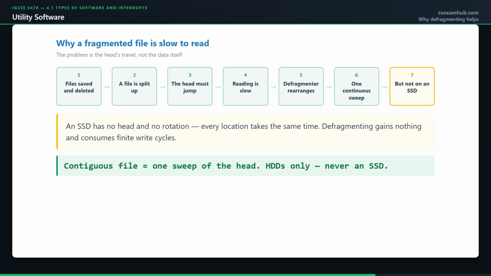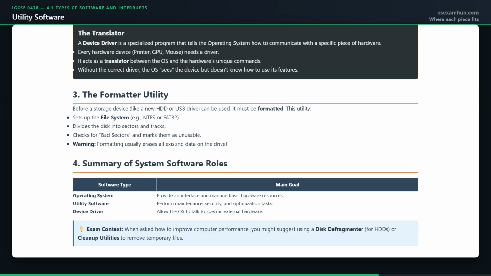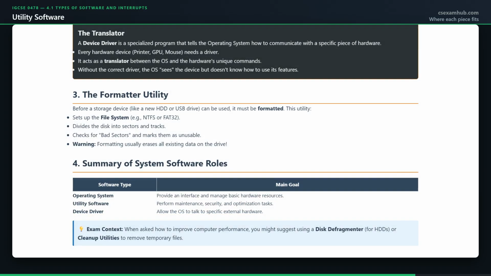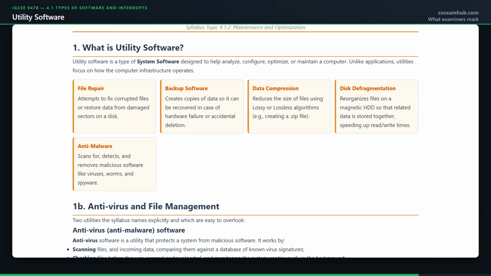So the three kinds of system software divide cleanly by goal. The operating system provides the platform, managing hardware and giving the user an interface. Utility programs maintain and optimize that system: antivirus, file management, formatting, defragmentation, backup, compression. And translators convert code from one form to another, which is the next lesson. Notice they are not competing, they are layered. Utilities run on top of the operating system and use its services, and the OS itself is what the user's applications ultimately sit on.